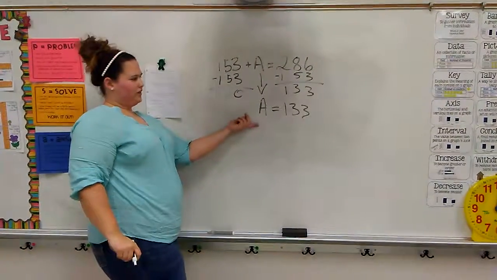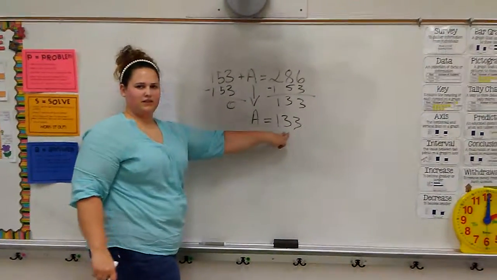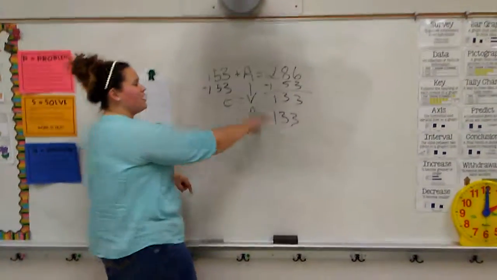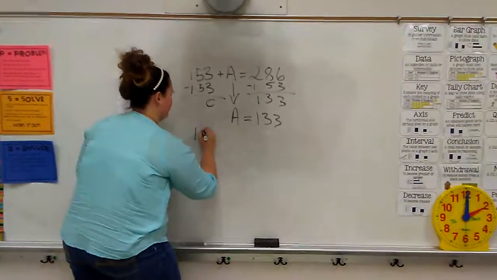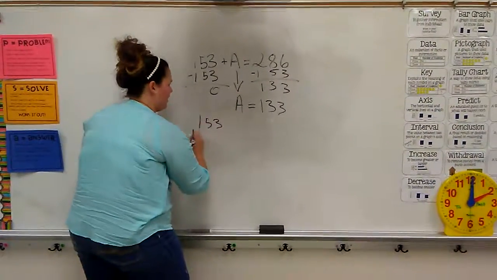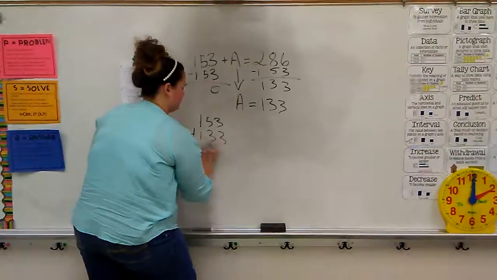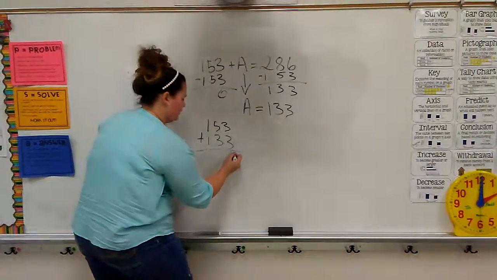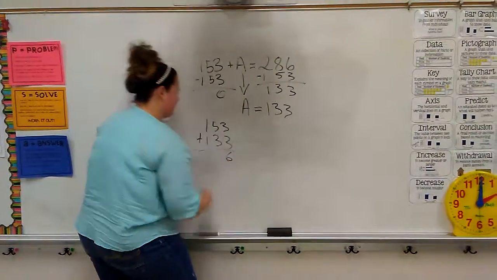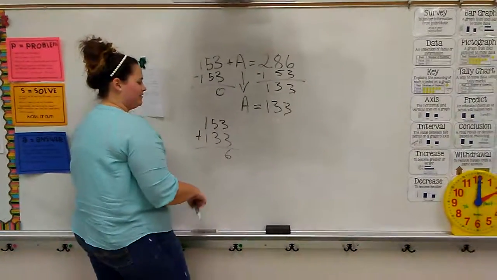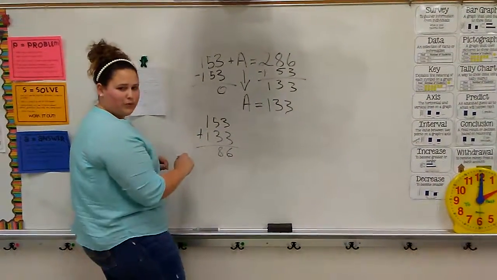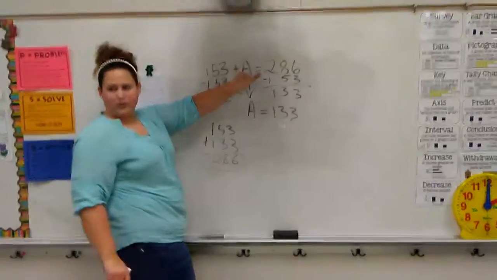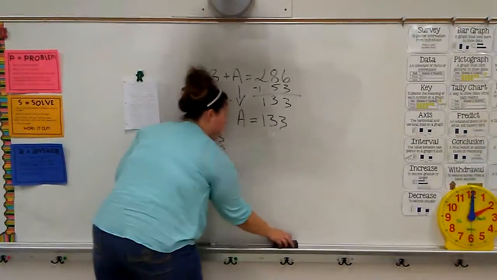Now, how do we know for sure that this equals that? What's a good way to figure it out? Does anybody know? Good. Plug in the number to the missing variable. So what's 153 plus 133? It's a good way to solve it, to make sure you know you got the right answer. 3 plus 3 is 6. 5 plus 3 is 8. 1 plus 1 is 2. What's our answer? Is this the same answer as we got up here? It sure is. Good job, guys.